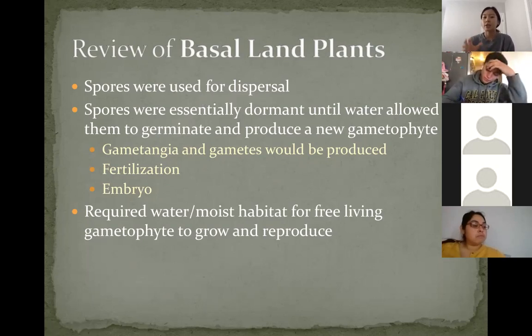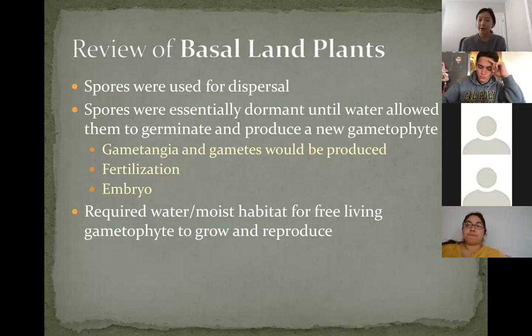So remember that specialized gametangia would be produced to produce these gametes. For the seedless vascular plants and the non-vascular land plants, those gametangia were the archegonia, which was the female, and then the antheridia, which was the male. The archegonia obviously housed the egg, and the antheridia housed the sperm. The egg and the sperm would come together, undergo fertilization, and then produce an embryo, a diploid embryo. Then that diploid embryo would develop into the new diploid sporophyte.